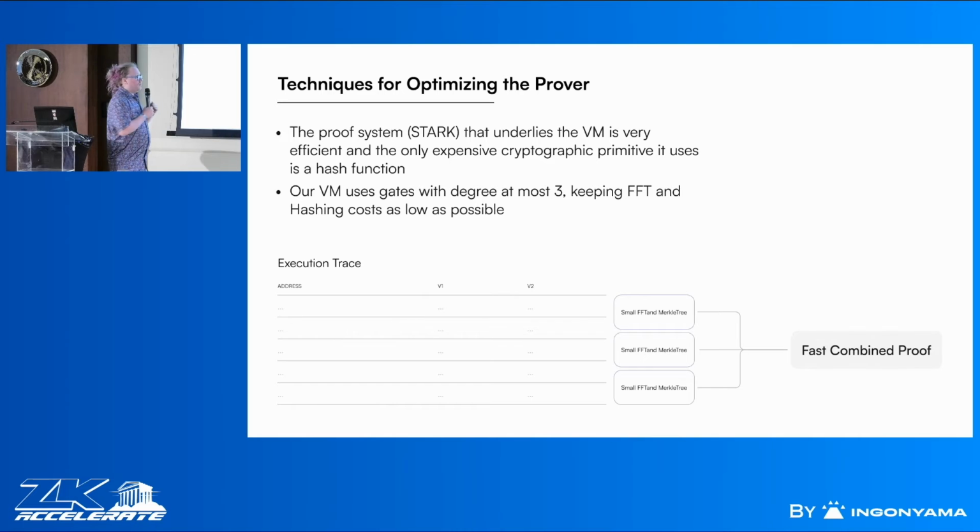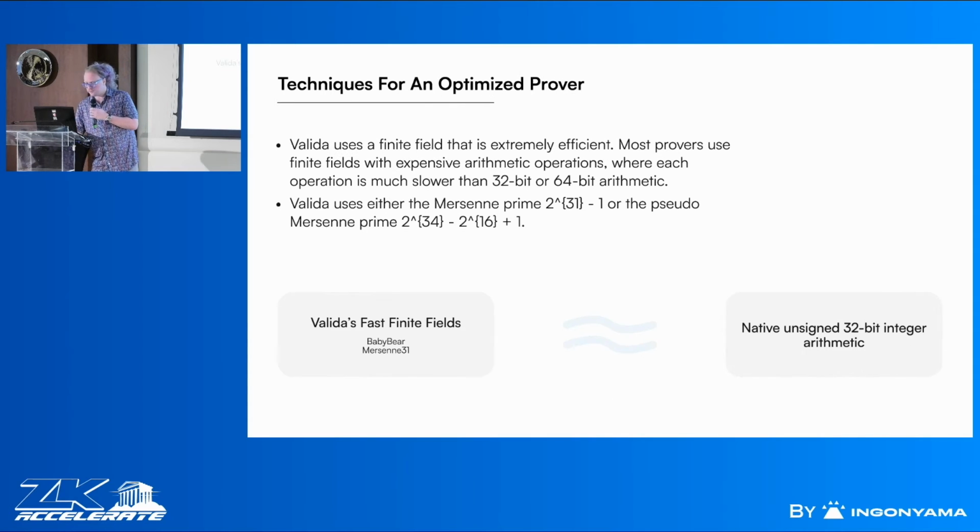One note is that all of our constraints have degree at most 3. That helps keep the proving time down, because constraint degree is one of the biggest drivers of proof size and proving time.